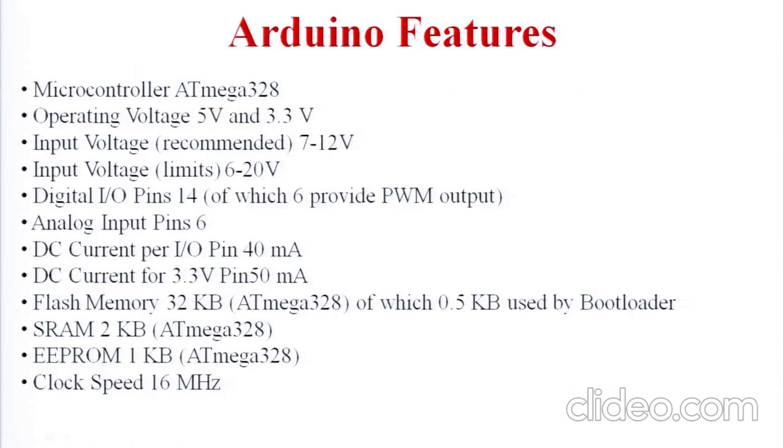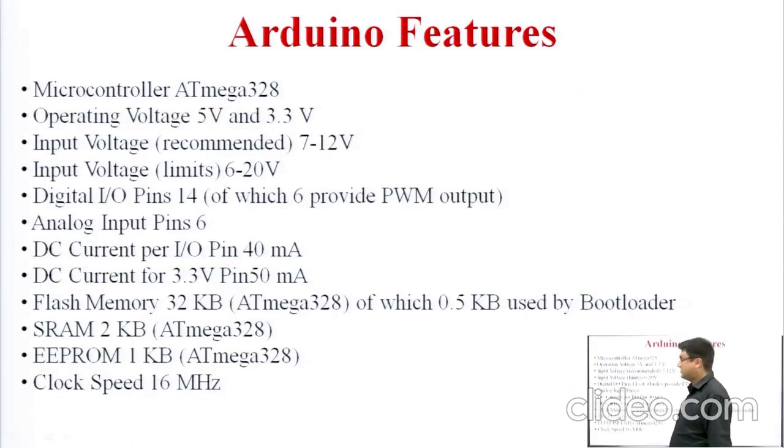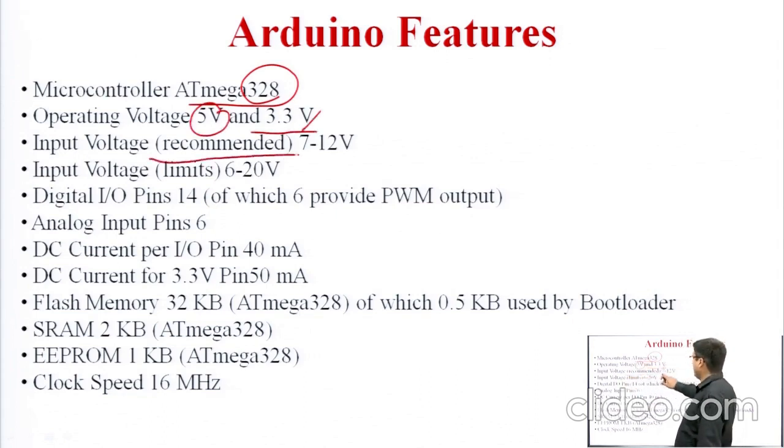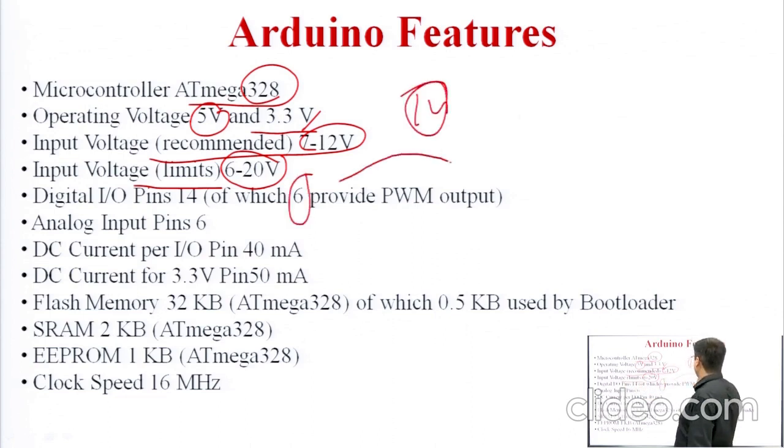So Arduino features. We will look into the more technical features of the Arduino microcontroller Atmega 328 series. Atmega is the company vendor who manufactured and launched the Arduino microcontroller into the market. Its operating voltage is 5 volt and 3.3 volt. Its recommended input voltage is 7 to 12 volt. It has an input voltage limit of 6 to 20 volt. It has digital input output pins. Digital input output pins available are 14, and out of 14, 6 are specific for PWM, pulse width modulation operations. Analog pins are 6.